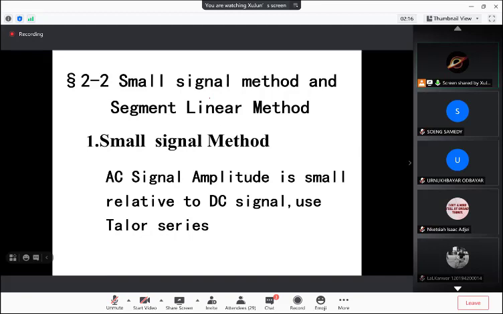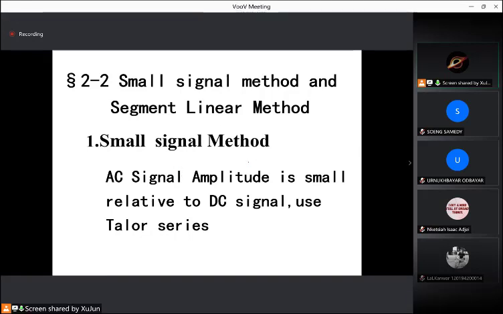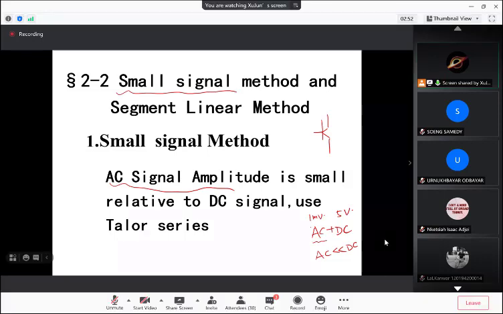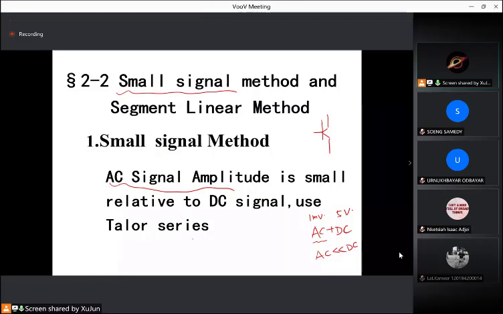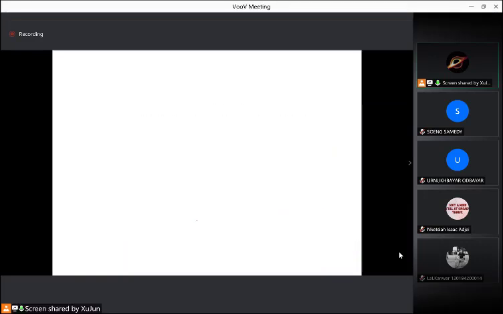For the small signal method, it is always used in communication circuits or transistor circuits. Transistor circuits are always in the small signal method. It's an AC signal plus a DC signal, AC plus DC, and the AC is always much less than the DC. For example, maybe it's 5 watts, but this is 1 milliwatt. For this kind of signal, we use the small signal method. We can use the Taylor series to make the equation simple.